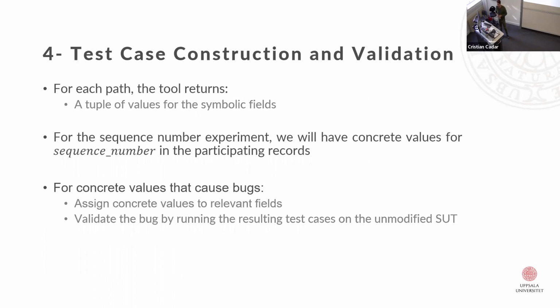Once the symbolic execution campaign is finished, for each path, the symbolic execution tool returns a tuple of values for the symbolic fields based on the assumptions. For example, in our uniqueness experiment, we will have the concrete values for the sequence number in the participating records that contained the field sequence number. And for concrete values that cause bugs, we assign concrete values to the relevant fields. Why do we do that? We want to validate that the bug did not occur because of the modifications we made to the SUT. So we run the resulting test case on an unmodified version of the SUT.